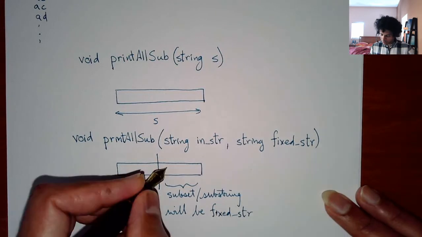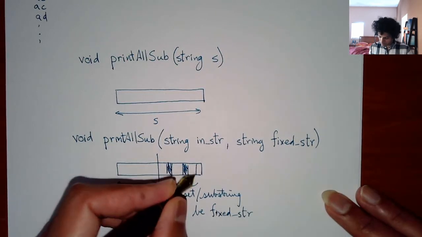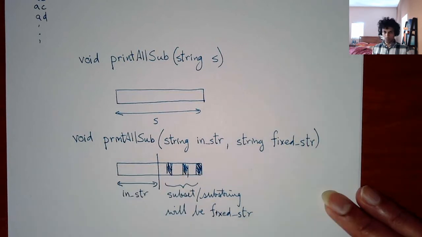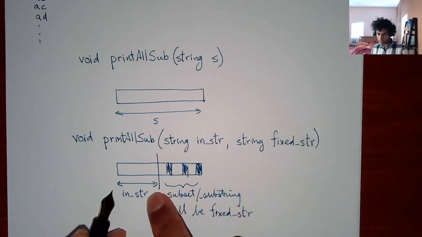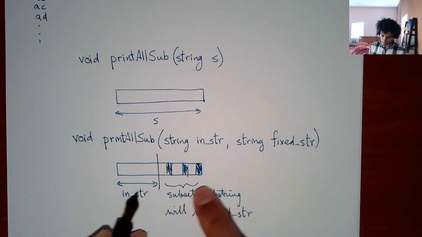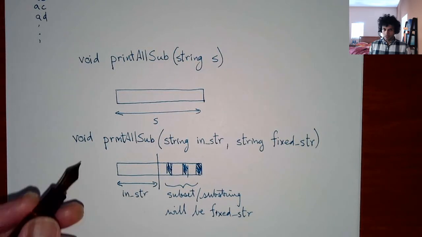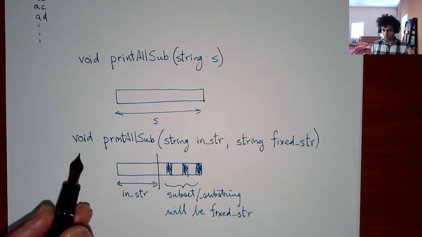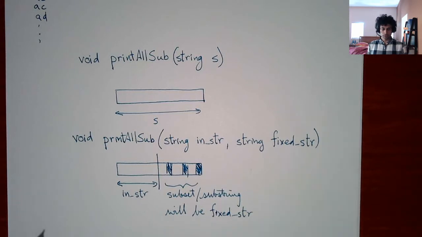So the idea is that the fixed string is only going to be some subset of these positions. It's going to be a substring. The input string is going to be the suffix, and the fixed string is the prefix part, but a subset of it, not the entire thing. And what I'm going to show you is how you can make recursive calls to this function to print everything.